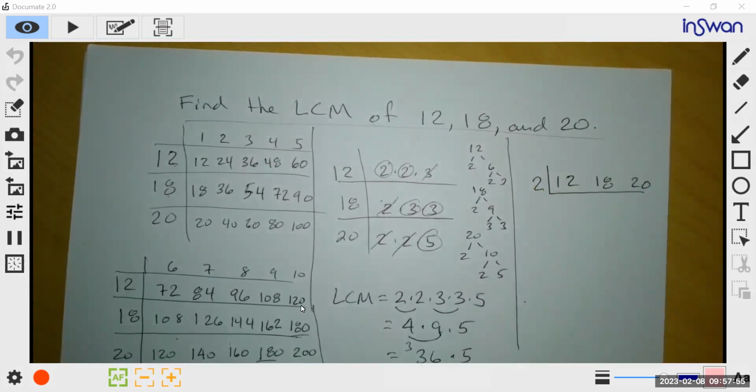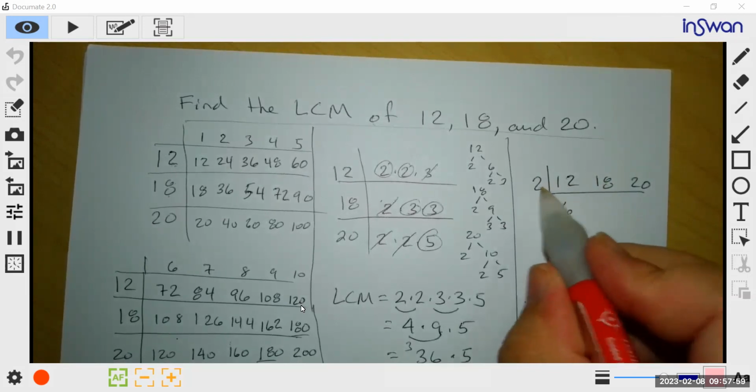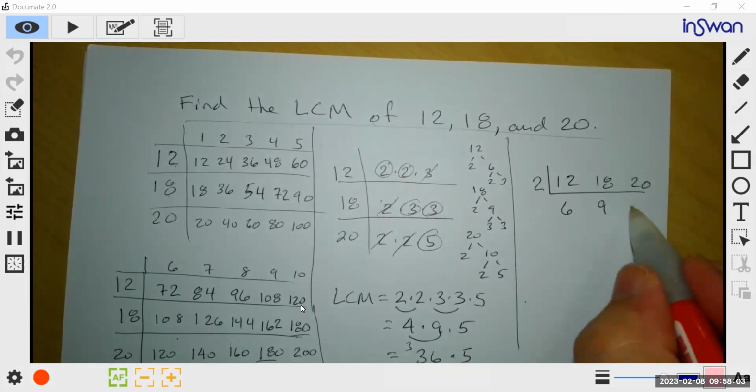What's the smallest number that fits into 12? 2. 2 goes into 12 6 times. 2 goes into 18 9 times. 2 goes into 20 10 times.